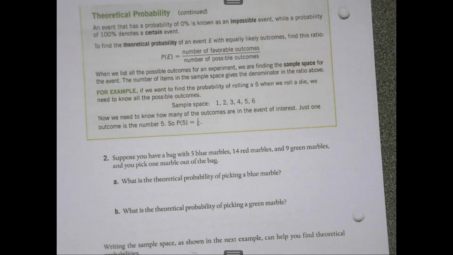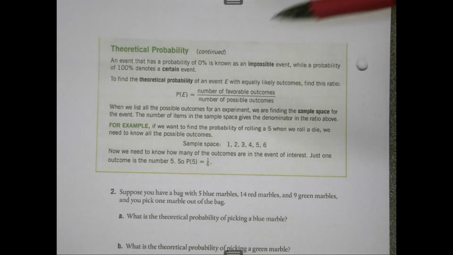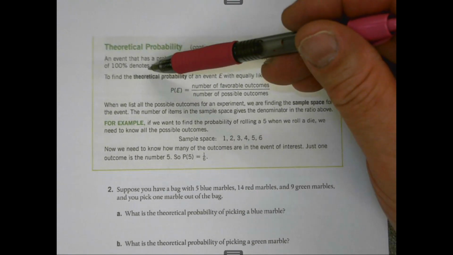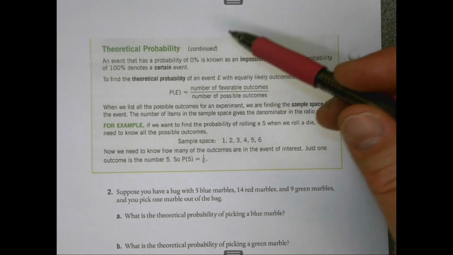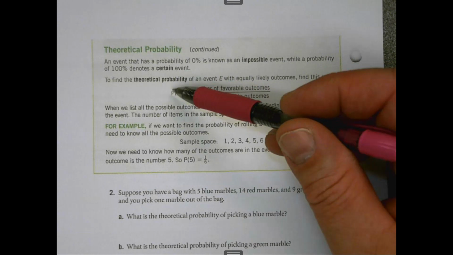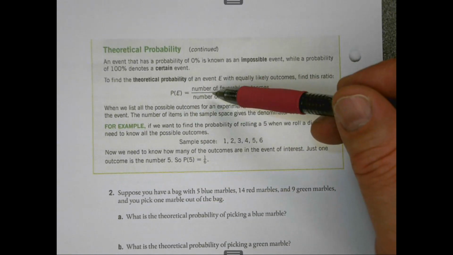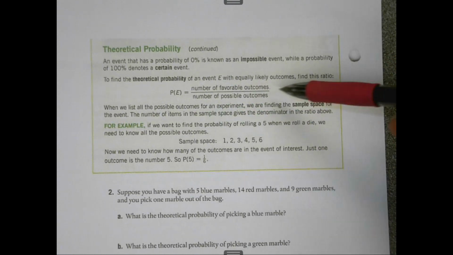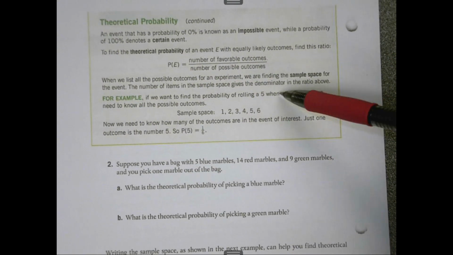Okay. And here's a formula for theoretical probability. Number of favorable outcomes divided by the number of possible outcomes. In other words, they do an example here with dice. If I roll one die, there's six possible outcomes, so that would be my denominator. And suppose they want the number five to show up, well, there's only one five, so one out of six.